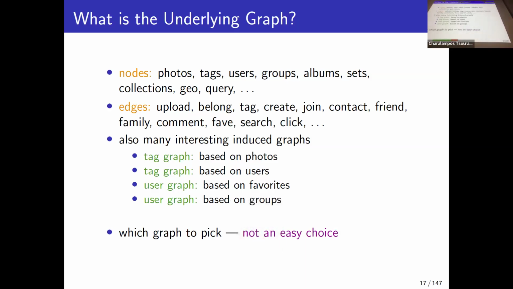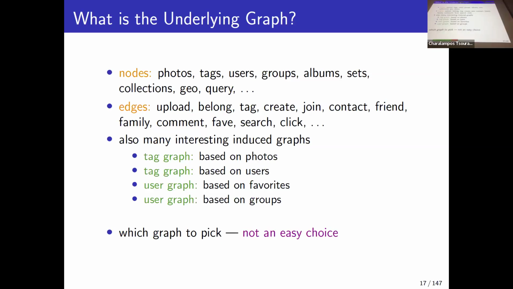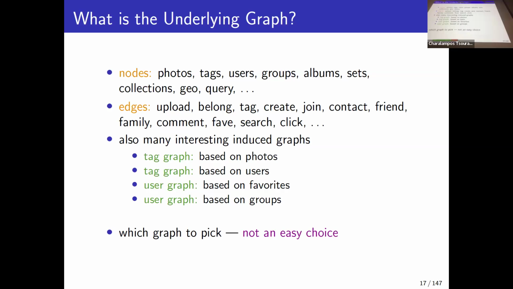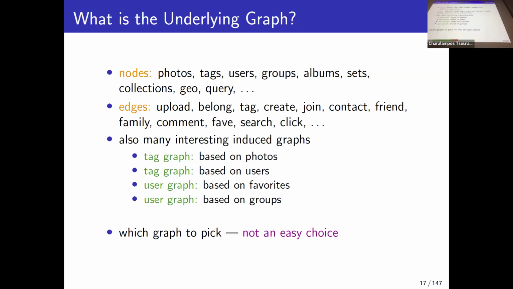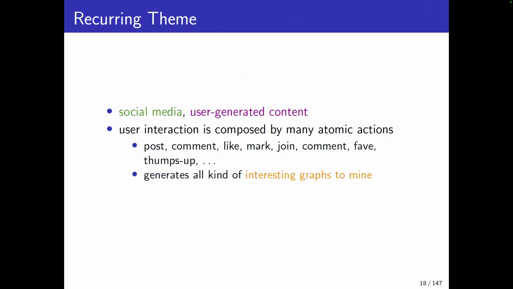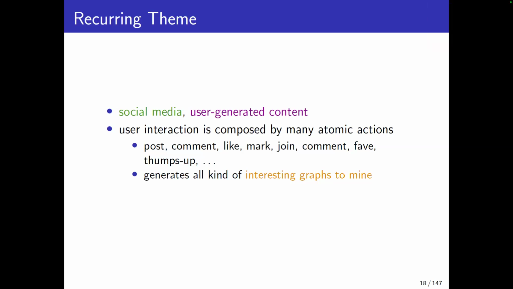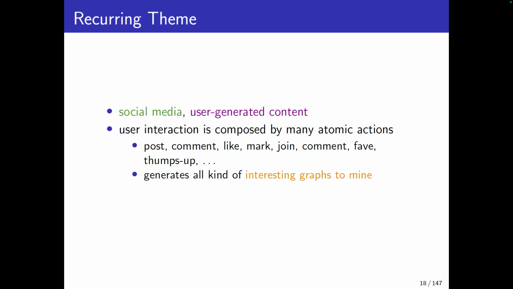That should work. So then we can create many different types of graphs. Here, for example, we can have tag graphs or tag users, or user graphs based on favorites, based on discussions, and so on. And in industry, of course, choosing such a graph is not an easy choice, and you may want to encode all the information as a knowledge graph and query that knowledge graph. So recurring theme, we have different user interactions in this example, and this can be of posting, comment, like, marking, and so on. And all these interactions can be naturally modeled as graphs.